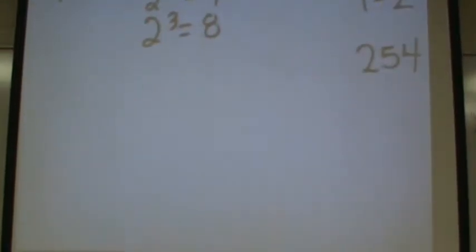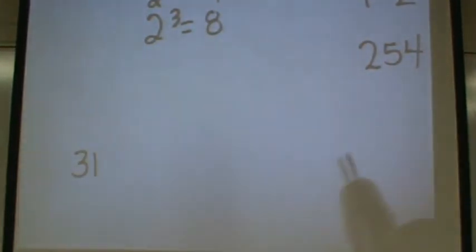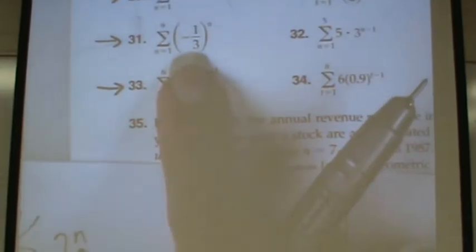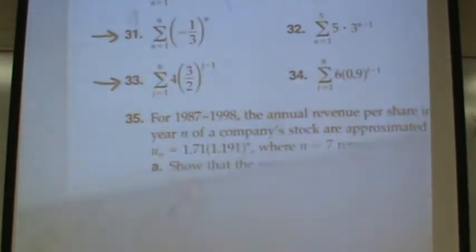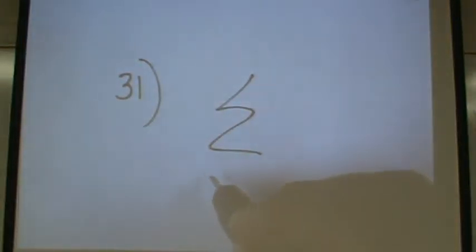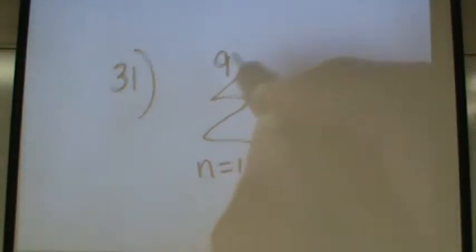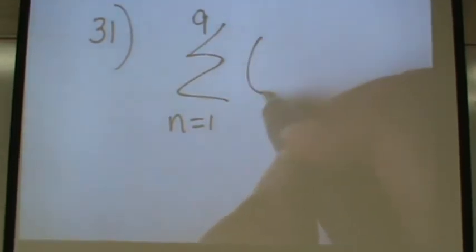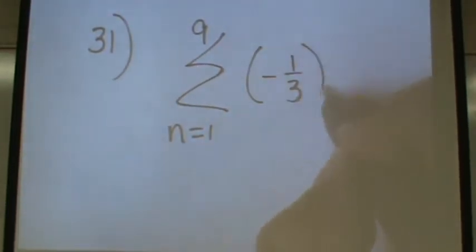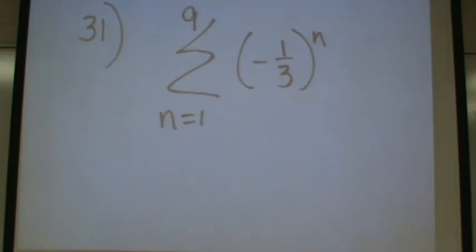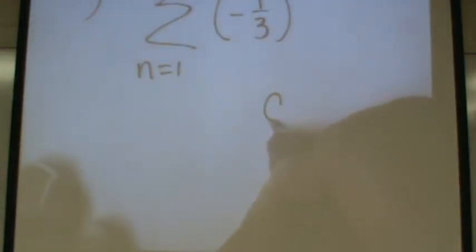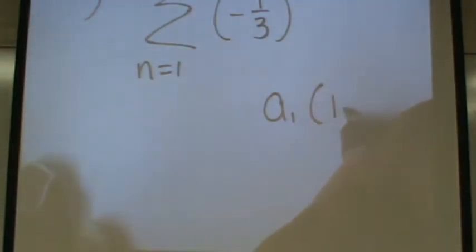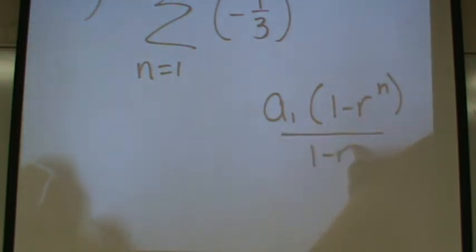Question 31. You are asked to add 1 to 9, and the formula is negative 1/3 to the n power. So we are adding. Okay, so what we have to do is use this formula, a sub 1, 1 minus r to the n power over 1 minus r.